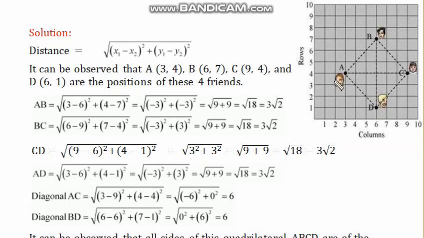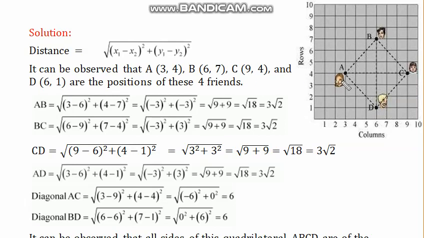So what is the position of A? A is in the classroom, in which place? That is third column and fourth row. She is sitting in the third column and fourth row of this classroom. So the coordinate is (3, 4). Like this, B is sitting in the sixth column and seventh row, so the coordinate is (6, 7), and C is (9, 4), and D is (6, 1). So from the diagram, these are the positions of the four students.